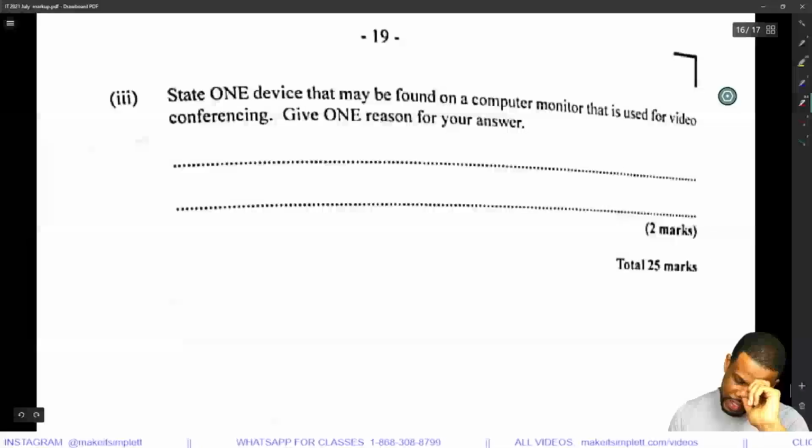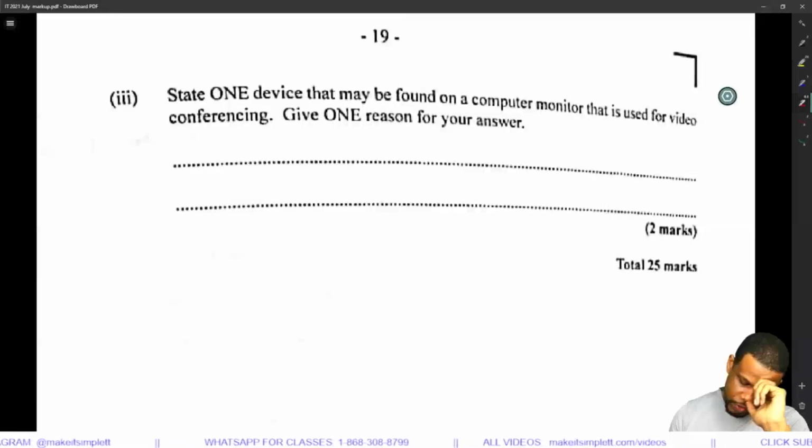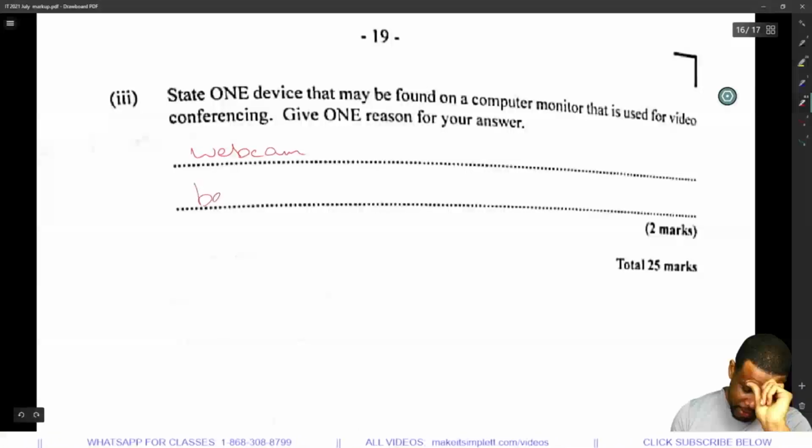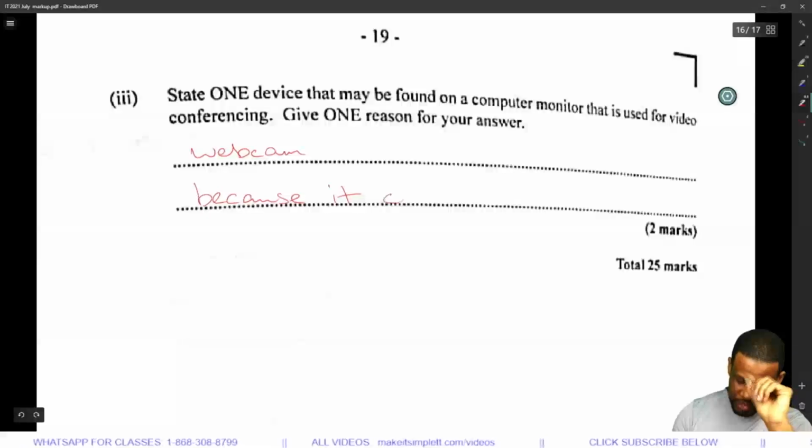Part 1. State one device that may be found on a computer monitor that is used for video conferencing. Give one reason for your answer. A webcam, because it captures your face. It captures video. Alright, that's it. 25 marks, at the end of the paper.